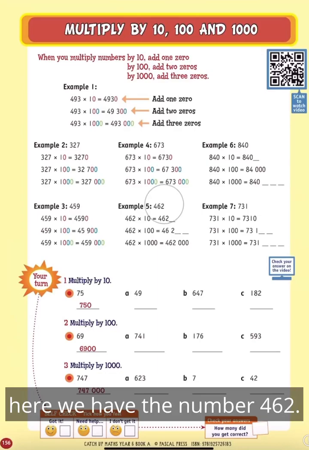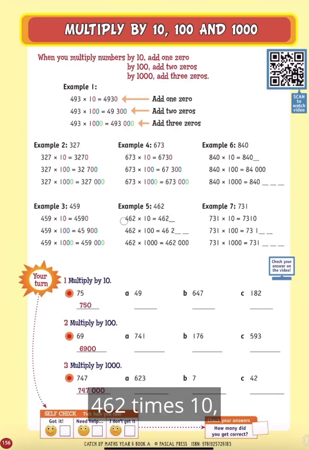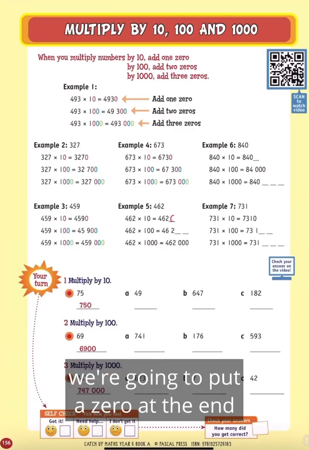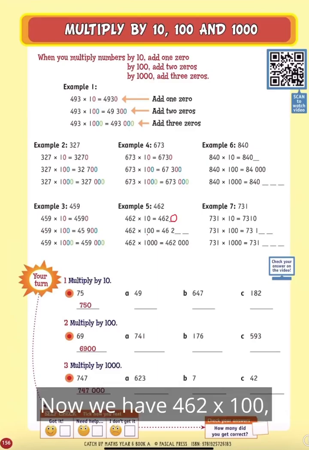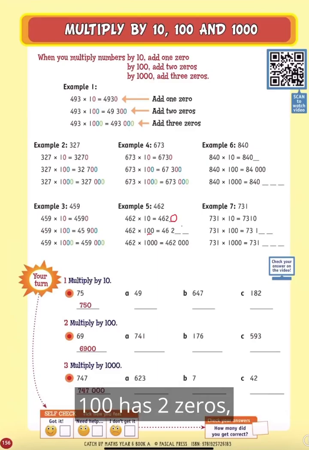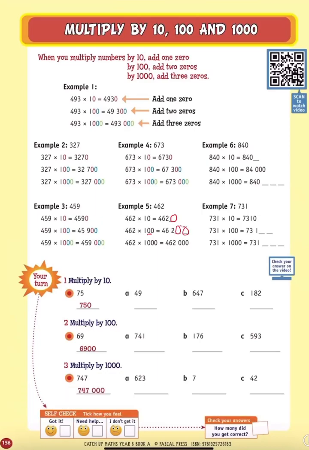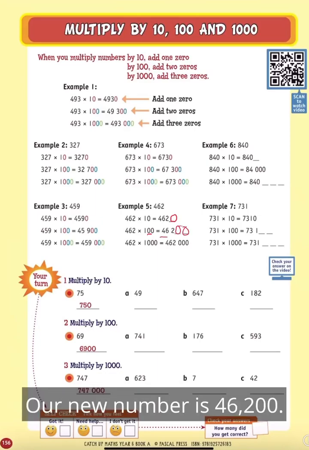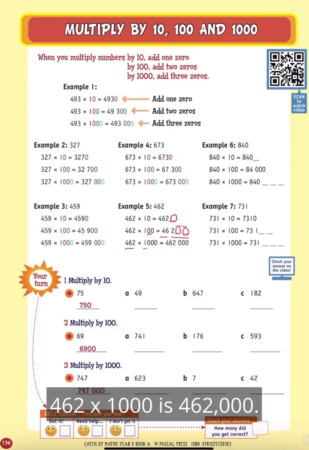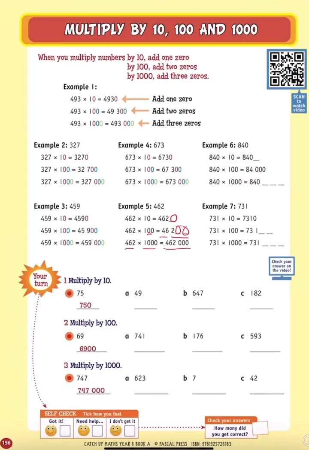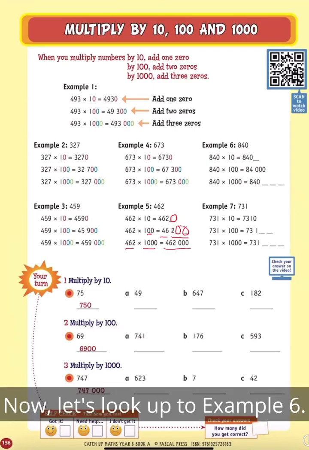Here we have the number 462. 462 times 10. Because we're multiplying by 10, we're going to put a 0 at the end, and we're left with the number 4,620. Now we have 462 times 100. 100 has 2 zeros, so we'll put 2 zeros at the end. Our new number is 46,200. And the final one, 462 times 1,000, is 462,000. Now let's look at example 6.